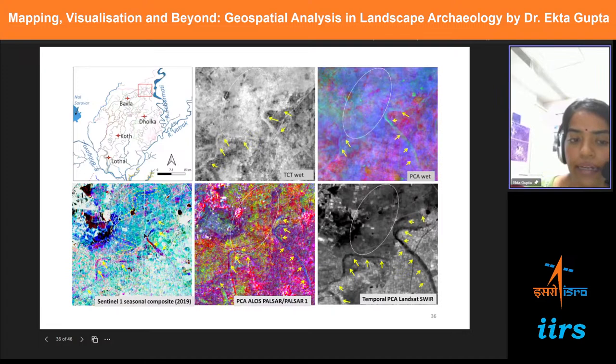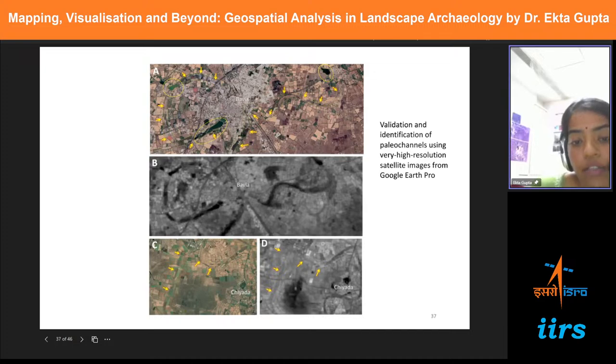And again, radar data, microwave data has its own advantage of identifying deeper buried channels. So we could also trace channels which were not visible from that SWIR method by using this microwave region data. And then we also used these very high resolution images. These images are also useful to validate identification of paleo channels in other kinds of data, like Landsat or Sentinel, because these are high resolution. We can find those field marks in these high resolution images very well.